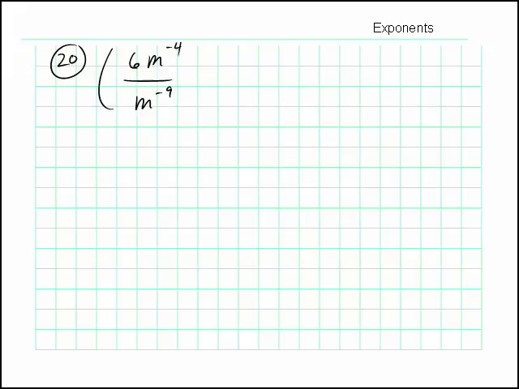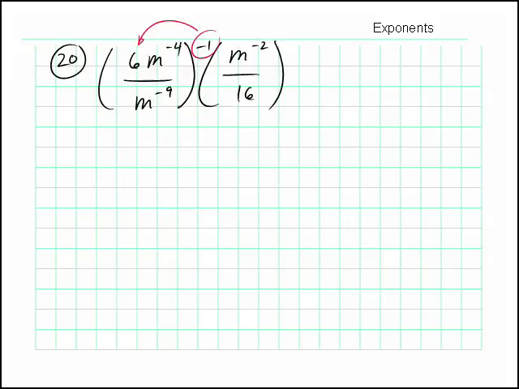Six m to the negative 4 over m to the negative 9, all to the negative 1, times m to the negative 2 over 16. Okay, there's a few ways to go about simplifying this. What I will do first is distribute this exponent to everything in the parentheses.